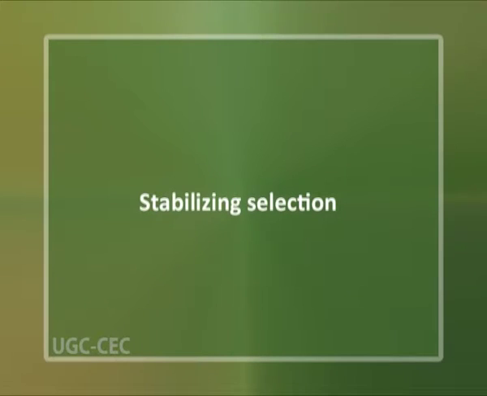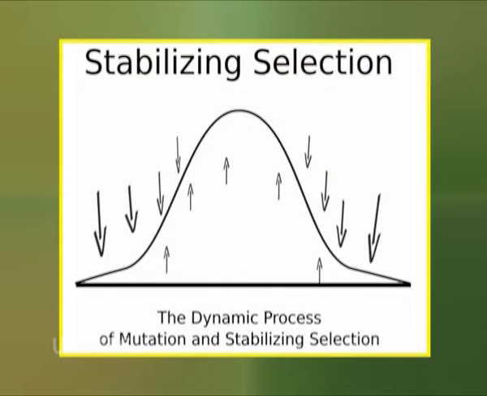Number 2, stabilizing selection. When selective pressures select against the two extremes of a trait, the population experiences stabilizing selection. Stabilizing selection keeps a population genetically constant. It favors the average or normal phenotypes and eliminates the extreme variants. For example, plant height might be acted on by stabilizing selection.